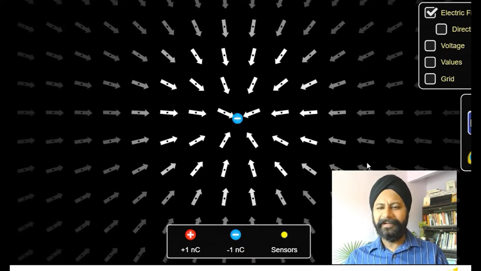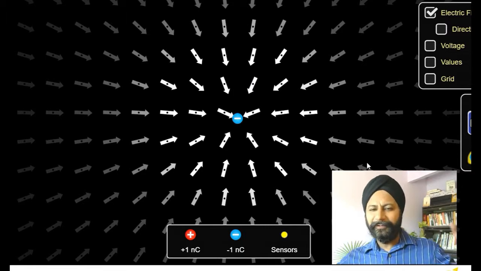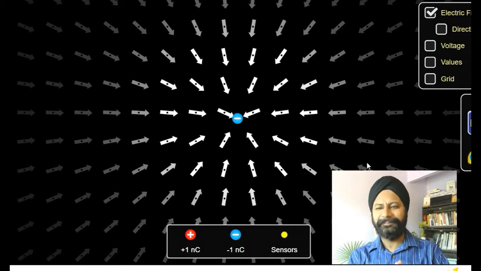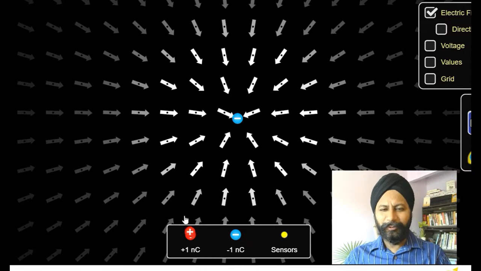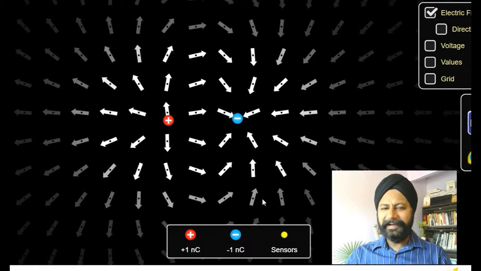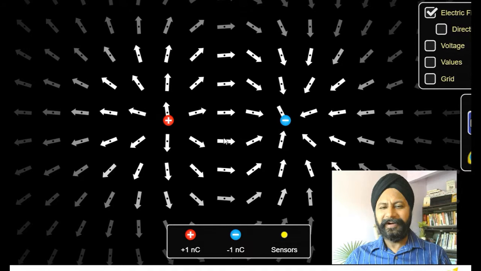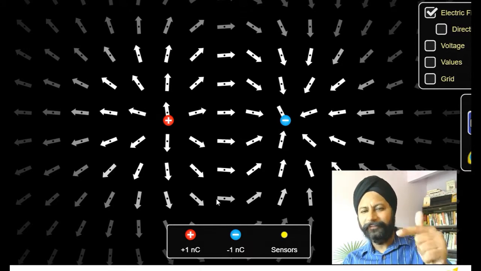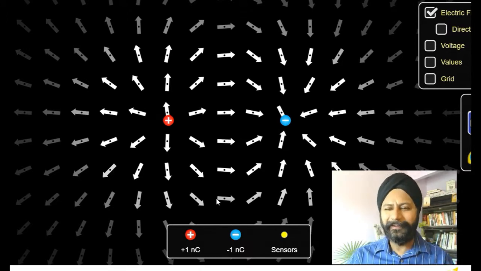Now I have put a negative charge here. With the negative charge placed here, the electric field is going towards that. Now what did I do? I put both. Look at this. Look at the interaction. The electric field is coming out of the positive charge and going into the negative charge.